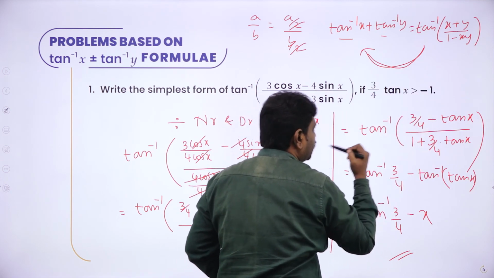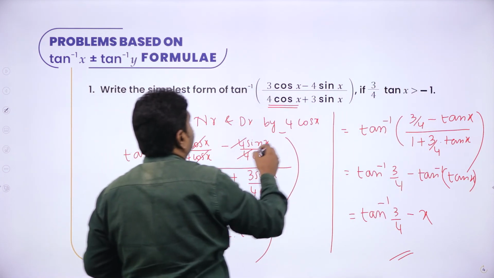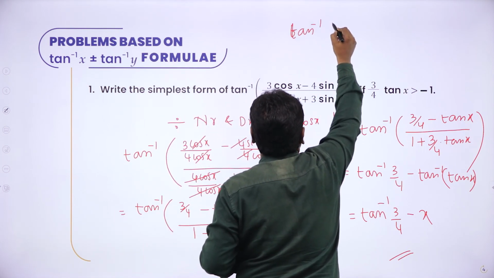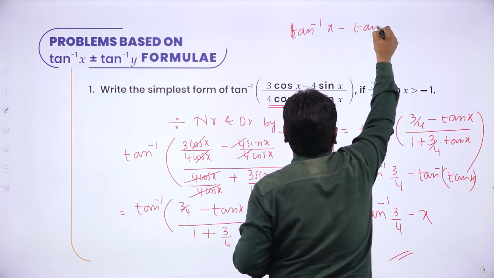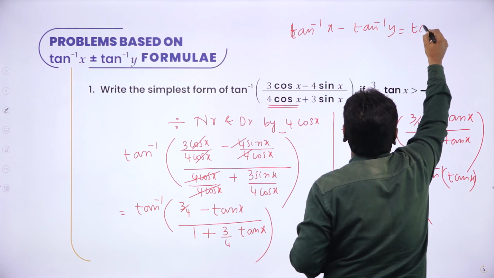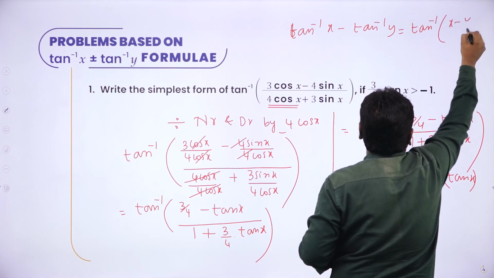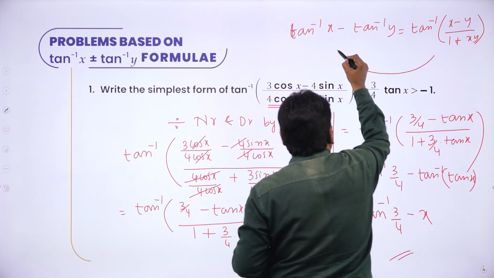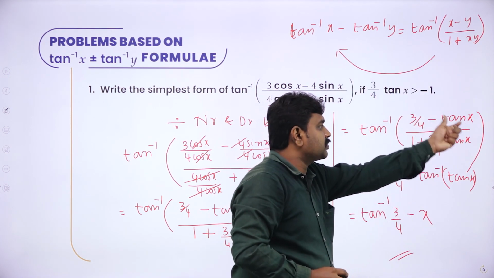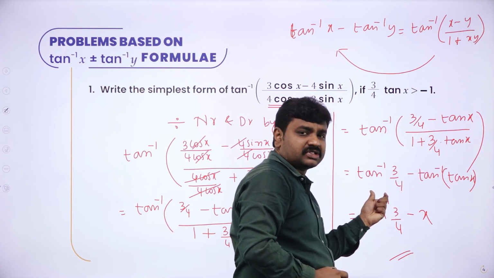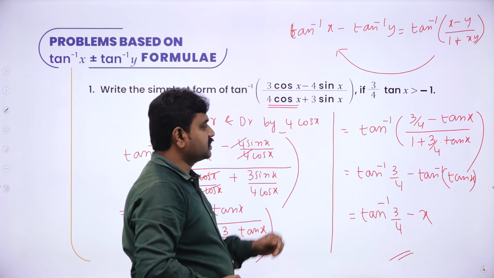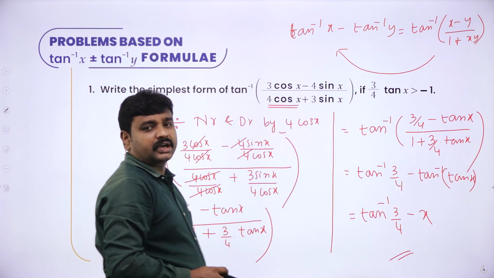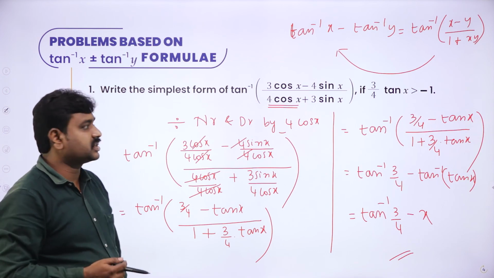Here minus is there, so I will write minus. All of you know this. All of you know tan inverse x minus tan inverse y can be written as tan inverse of x minus y by 1 plus xy. Similarly, if you have tan inverse of x minus y by 1 plus xy, you can write it like this. Here I have tan inverse of x minus y by 1 plus x into y, so I will write tan inverse x minus tan inverse y. So I will get this. Tan inverse of tan becomes x. I hope all of you understood the problem. Now we will go ahead with the next.